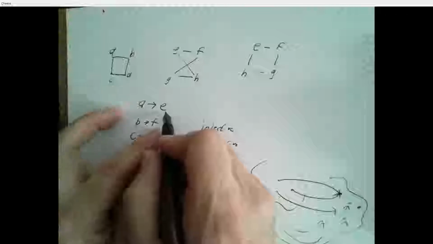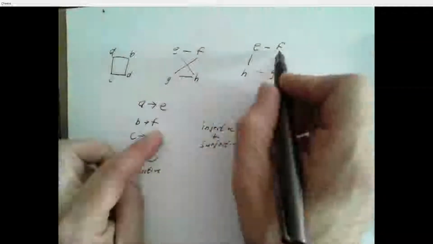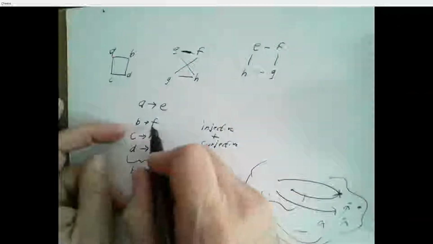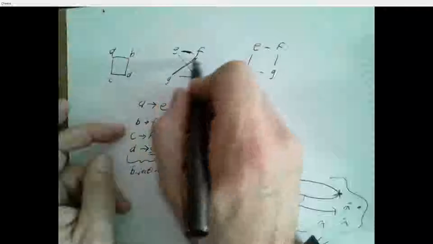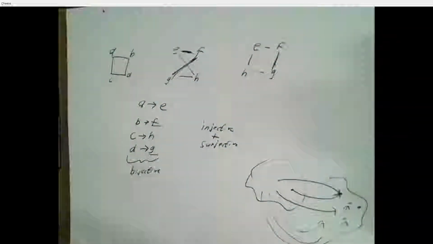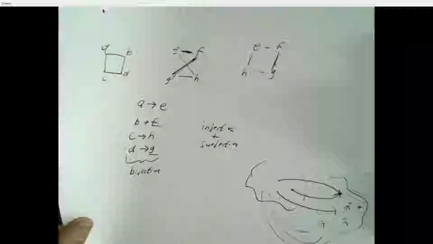So over here, A and B are adjacent. That means that in our other graph, E and F should be adjacent, which they are. B and D are adjacent over here, which means that F and G should be adjacent, which they are, and so on. So we'd like to be able to look at two graphs and know if they're isomorphic or not, and it's a hard problem in general.